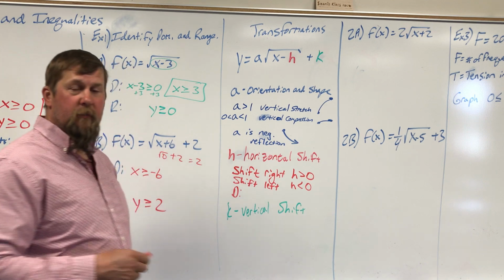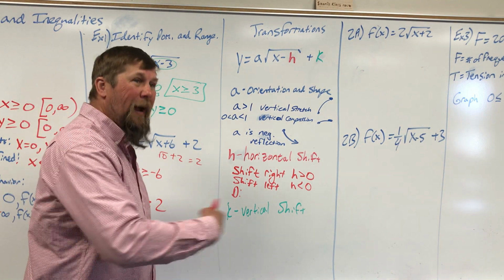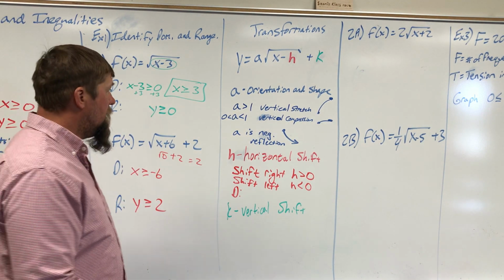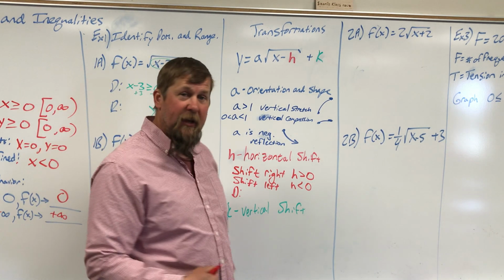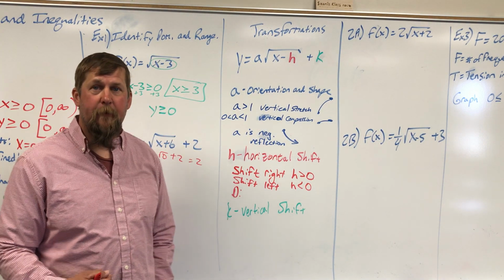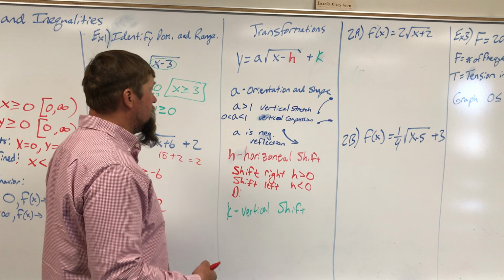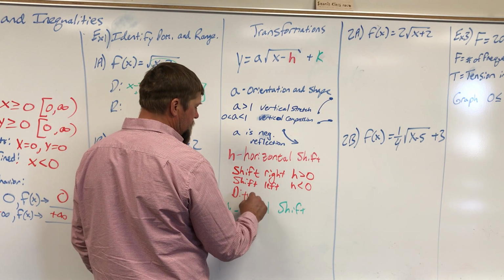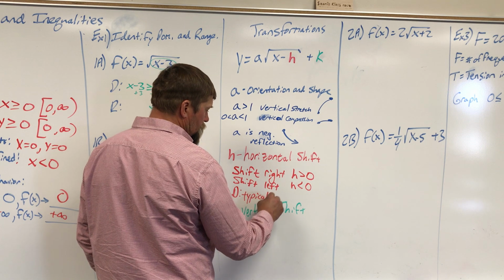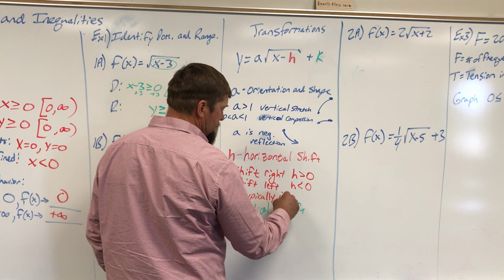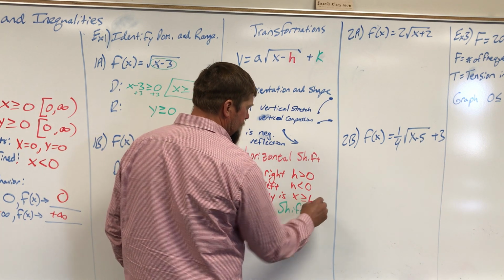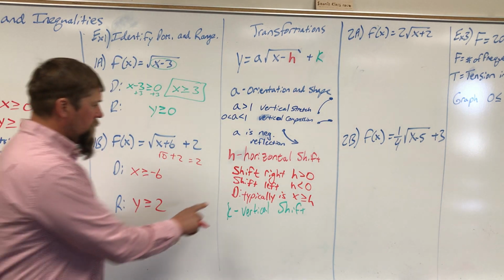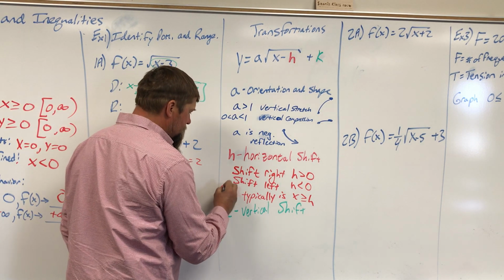and of course the domain typically is to the right of h, because usually anything to the left of h is going to be negative underneath the radical sign. So domain typically is x is greater than or equal to h. Okay, so the domain is typically this.